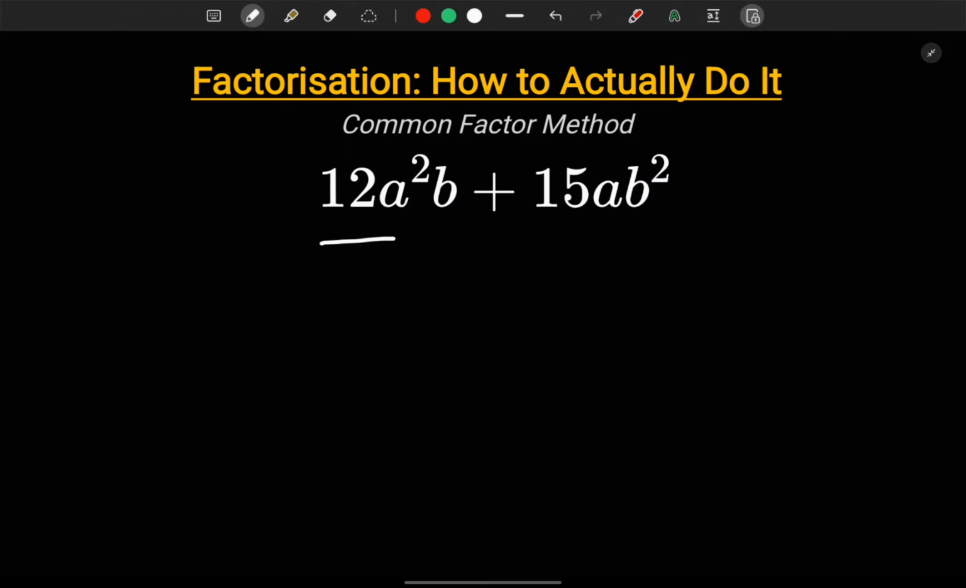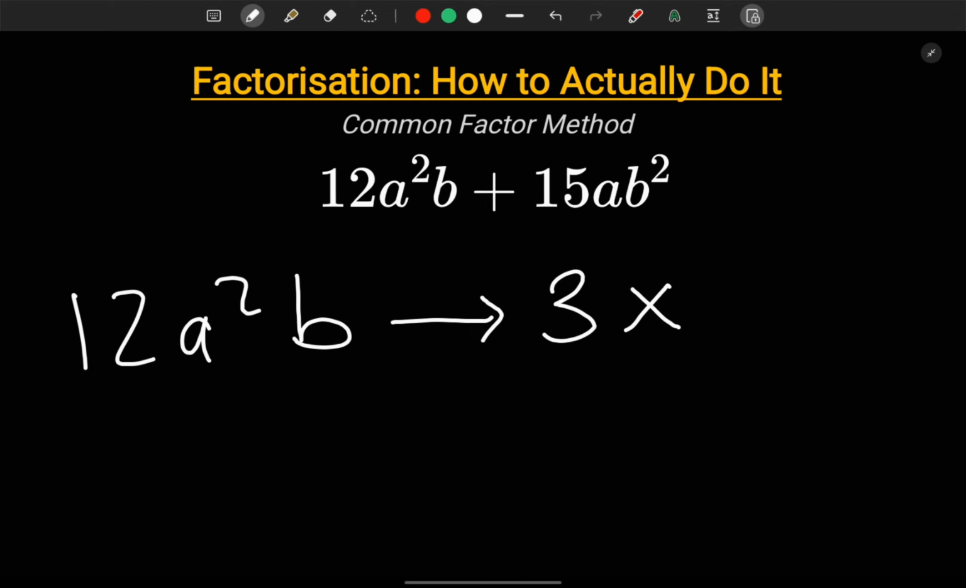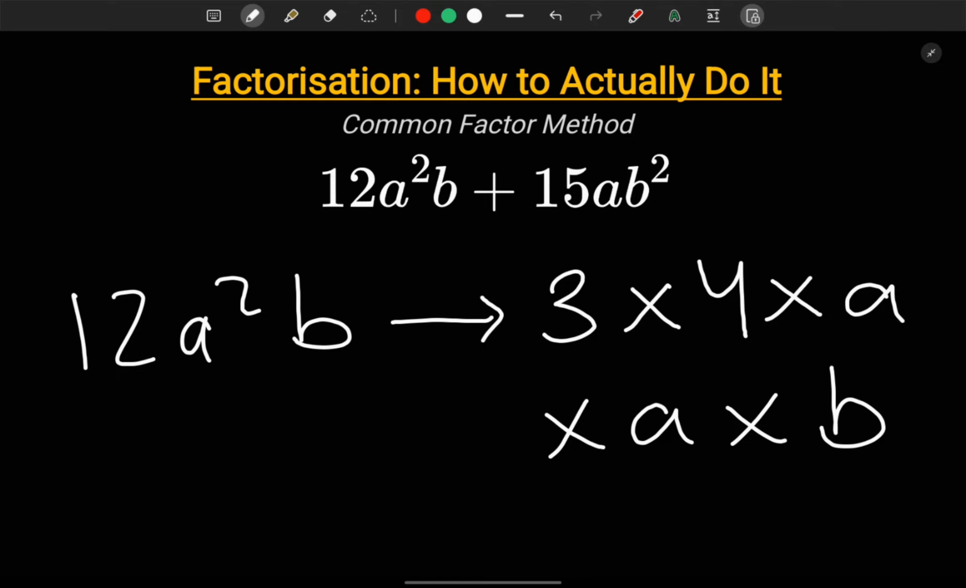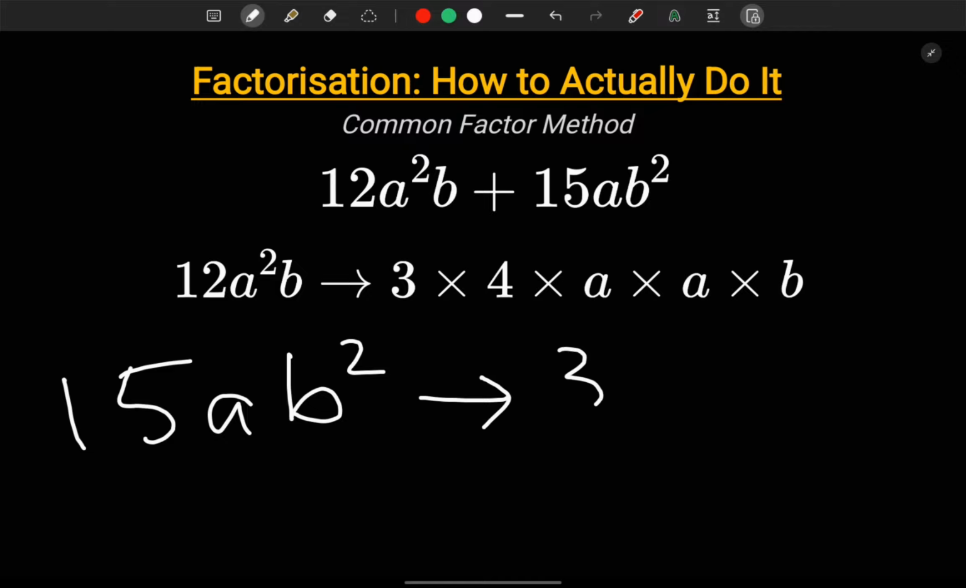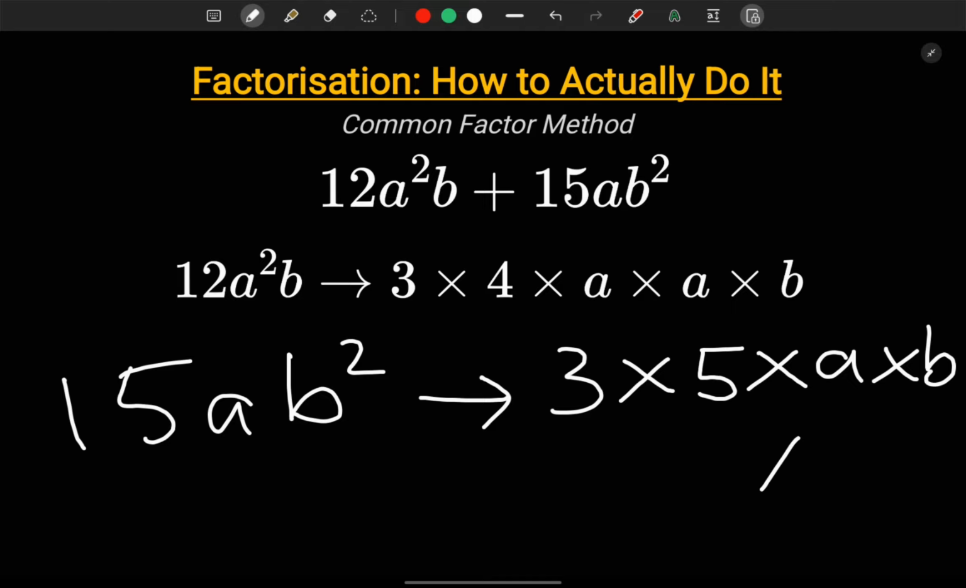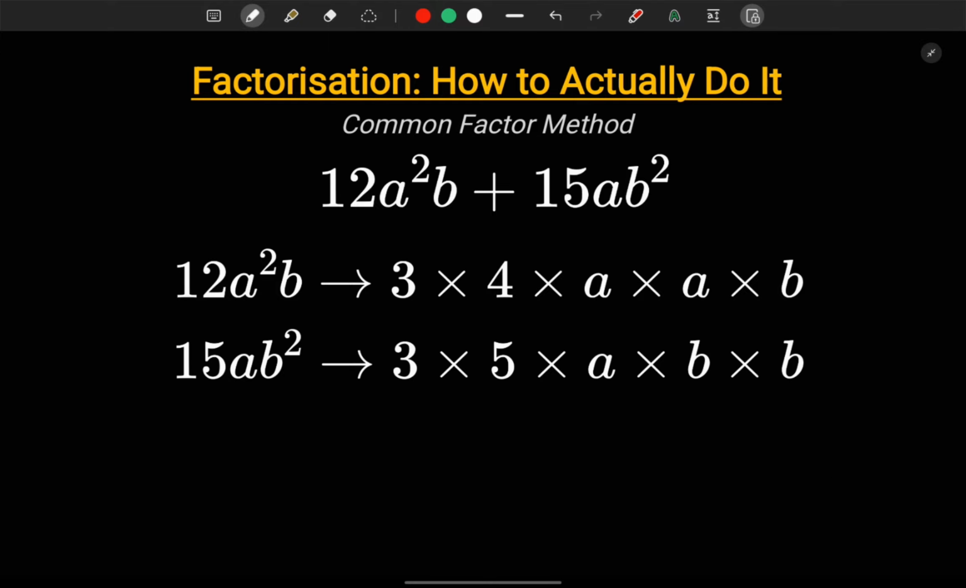Okay, so our question is 12a squared b plus 15ab squared. How do we solve this problem? Well, we have to split these terms into its simplest factors. So, 12a squared b can be written as 3 times 4 times a times a times b. And 15ab squared can be written as 3 times 5 times a times b times b. Okay, we split the terms into its simplest factors.